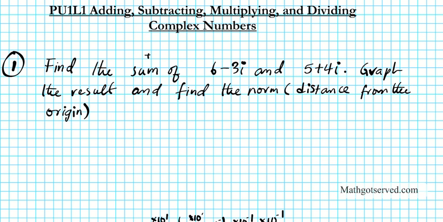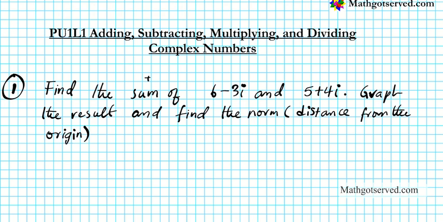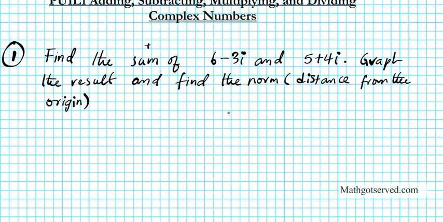So what I'm going to do is carry out my addition operation vertically. What does that mean? I'm going to line up my numbers up and down, stacked on top of each other. So I'm going to have 6 minus 3i, and I'm going to put 5 plus 4i on the bottom. You notice how I lined it up? I put the real numbers in the same column on top of each other, and then the imaginary numbers on top of each other. This makes the addition easy and well organized.